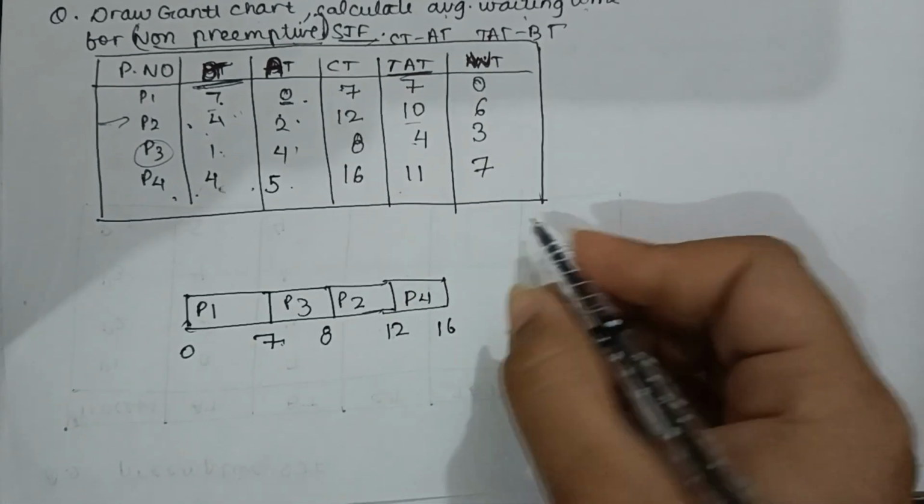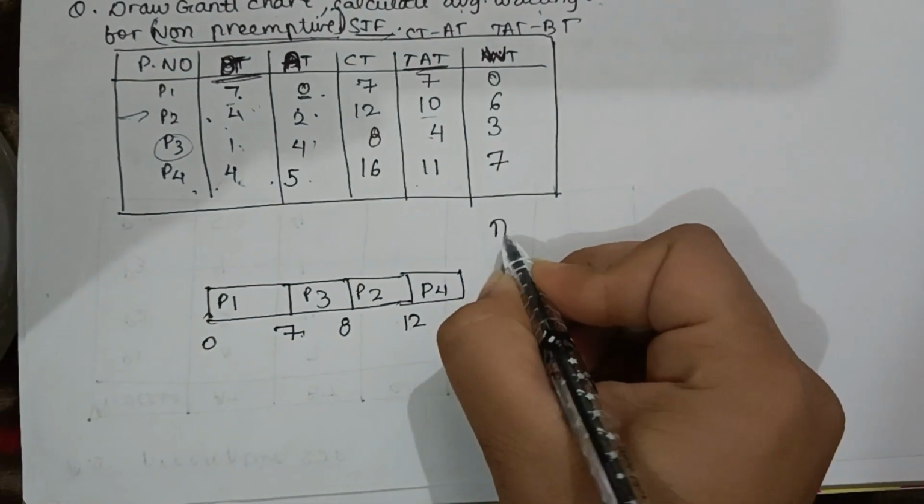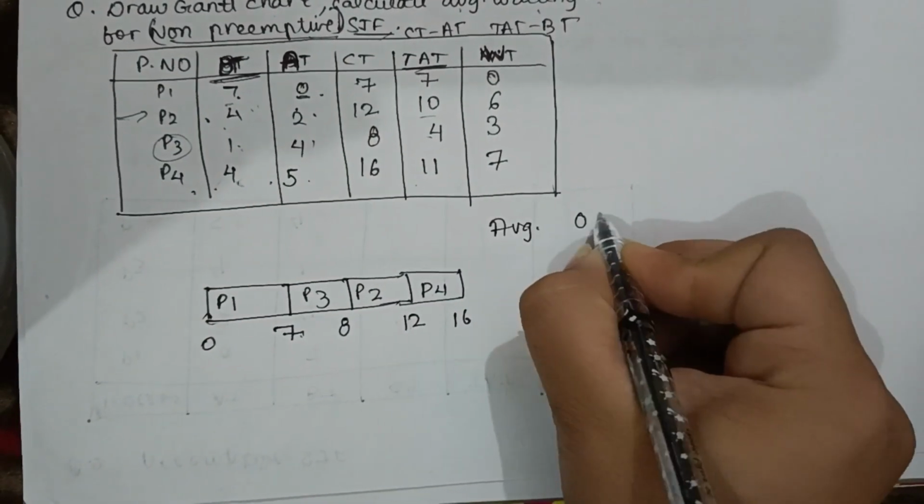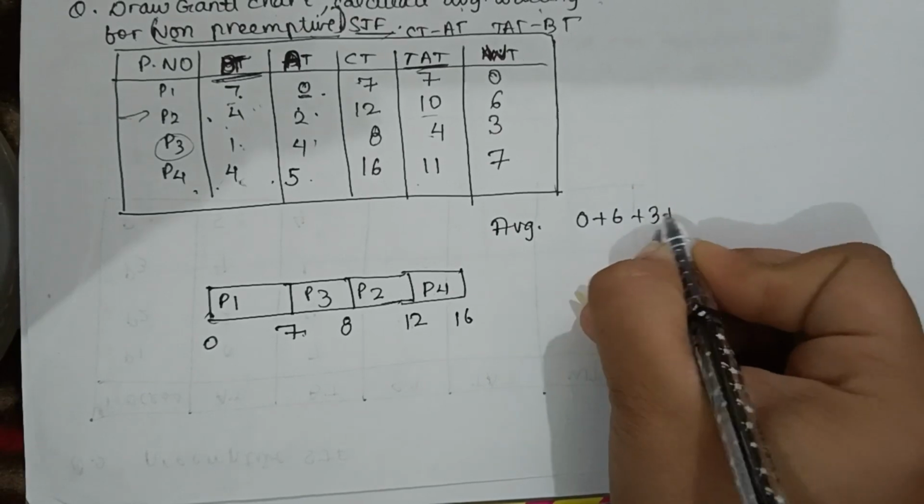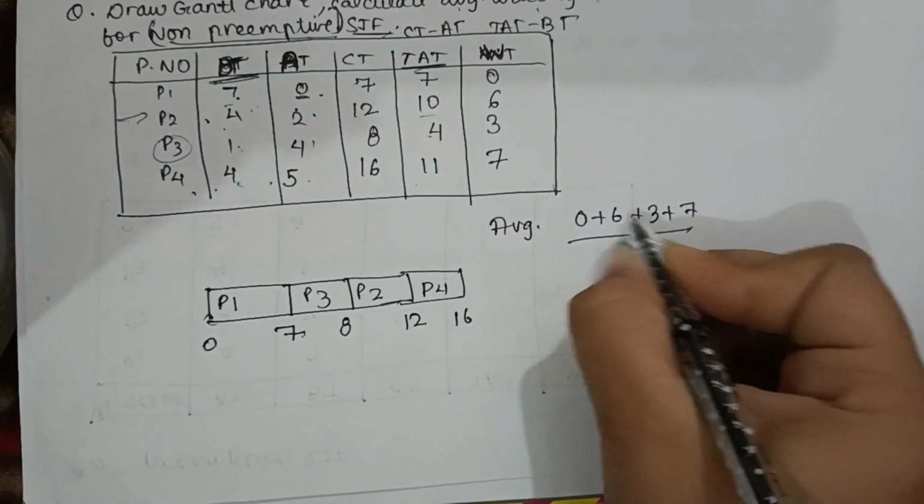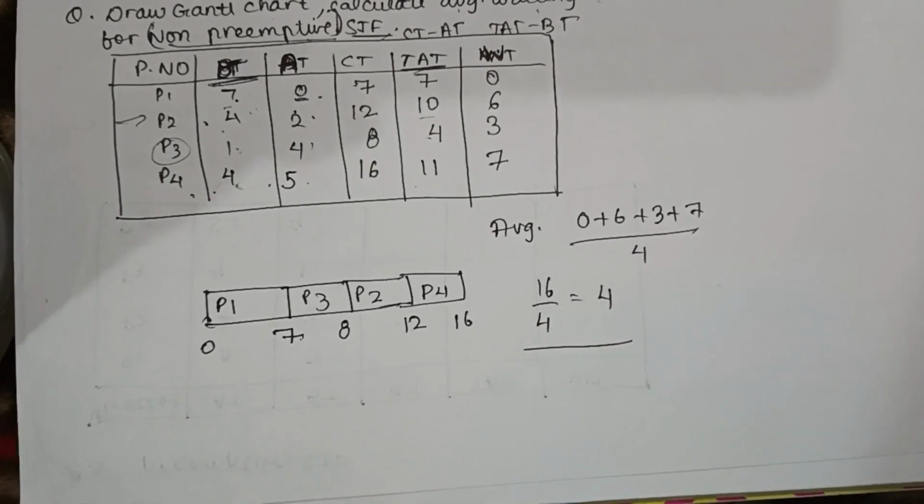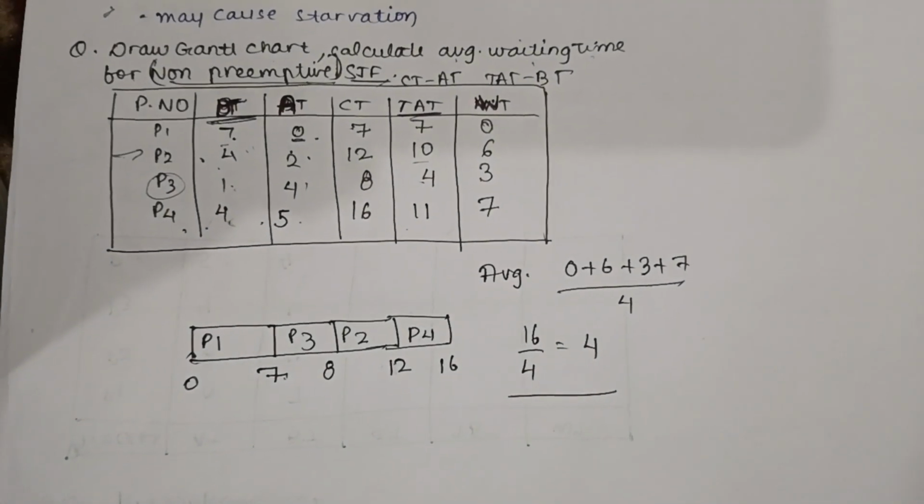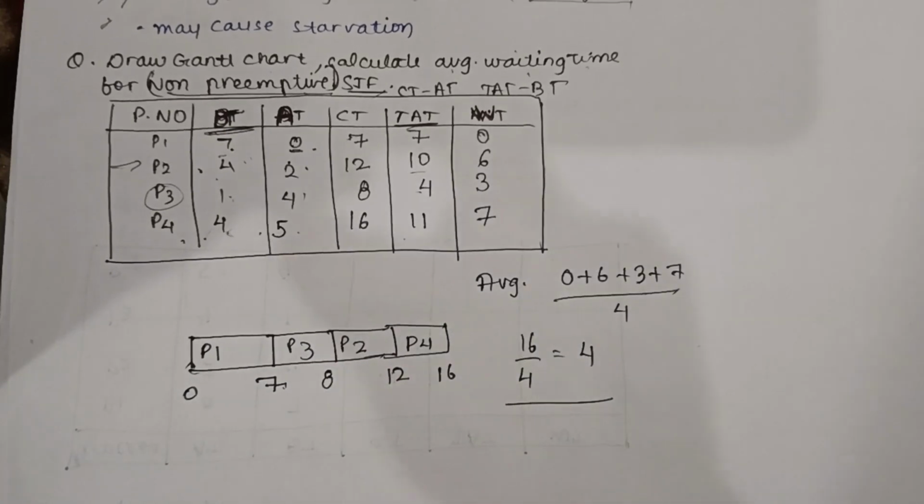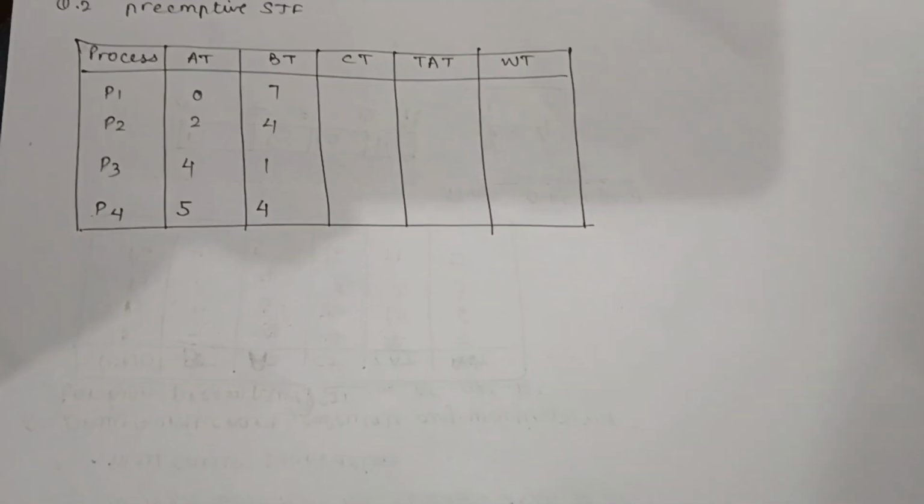And now we have to calculate the average waiting time, which would be 0 plus 6 plus 3 plus 7, divided by 4. That is 16 divided by 4, so 4 units of time is the average waiting time, and it gets reduced to a large extent. I think all of you are getting these things.